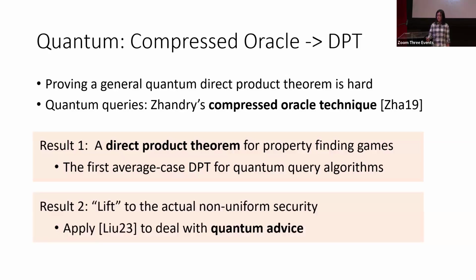For our second result, we lift this direct product theorem to the actual non-uniform security that we want for this pre-processing advantage. This is done by a result in Liu's paper, so that we can actually deal with quantum advice. And that's how we get a tight bound for this pre-processing advantage against quantum adversaries with quantum advice.